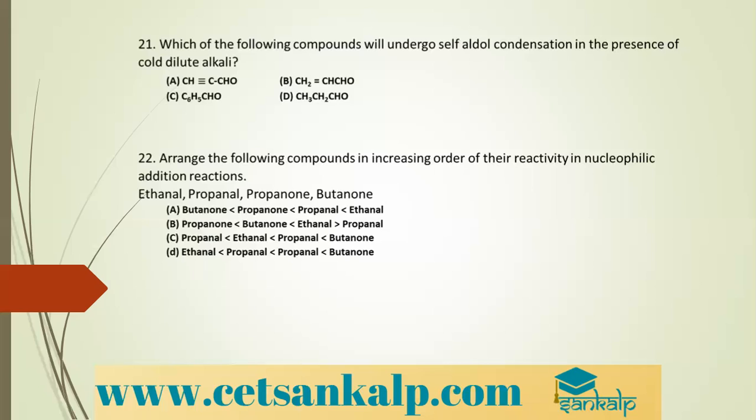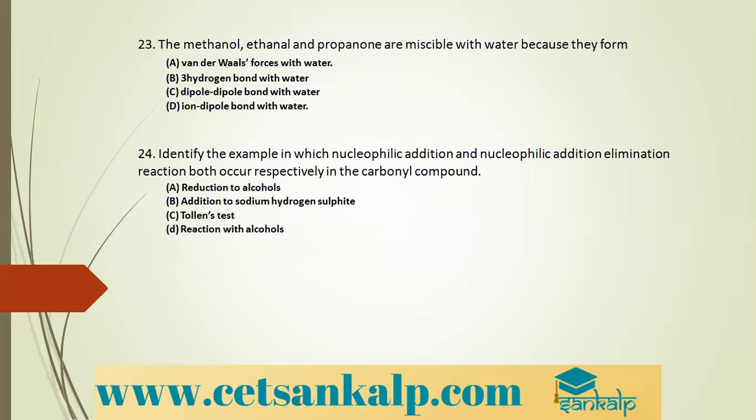Aldehydes are most reactive, so quite obvious, ethanal comes last. So which option contains ethanal? It is only option A. Or you can also think like this: more the number of carbon atoms, less the reactivity. So butanone, then comes propanone, then comes propanal, and then comes ethanal. Okay. So option A is the correct option. Moving to the next question.